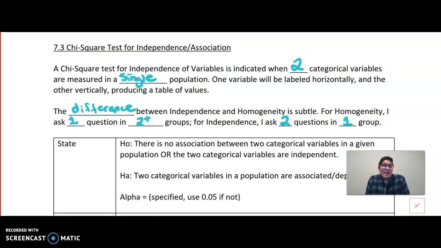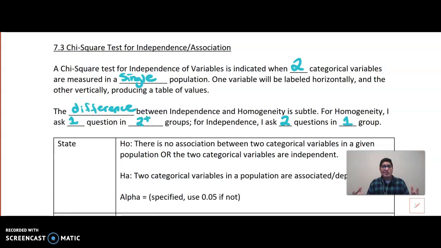So for homogeneity, I ask one question in two groups, such as the color preference of shirts between different genders or the opinions on a political issue between different political groups. Now, for independence, I ask two questions in one group. For example, I'll ask my AP Stats kids who is right-handed and who can wiggle their toes or who can wiggle their eyebrows, etc. But essentially, it's a 2 for 1. So in homogeneity, I ask one question in two groups, whereas in independence, I ask two questions for one group.